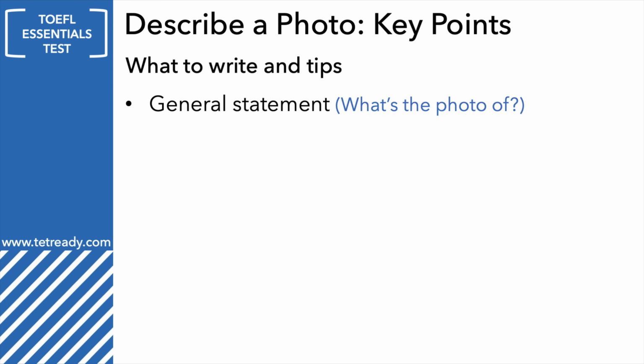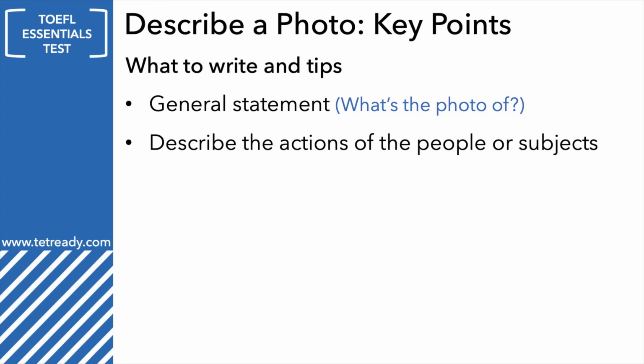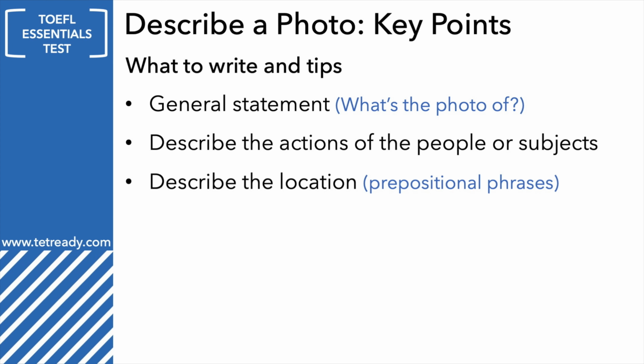Okay, so I thought about things you can write about and then some tips to help you write well. So firstly, you can write a general statement, maybe a general introduction of what the photo is about. You should also think about how you can describe the actions of the people or the subjects in the photo. So what are they doing? For this, you should use action verbs and probably use the present continuous. Another thing you could think about is describing the location. For this, you can use prepositional phrases such as to the right of, above, in front of, behind.